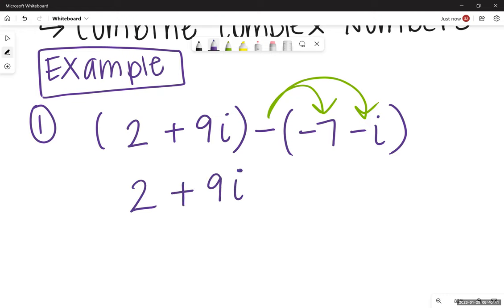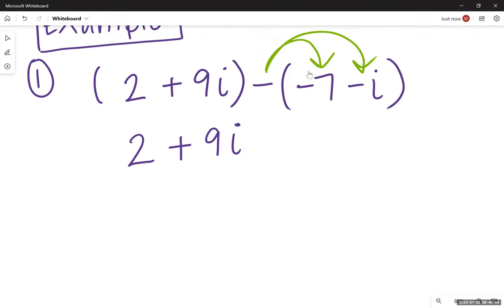Now I'm at the part of distribution. If I do negative 1, remember, y'all, there's that invisible negative 1. If I do negative 1 times negative 7, 1 times 7 is 7. Those signs are the same, so it ends up being a positive 7. Distributing that negative just changes your signs. Whatever's in your parentheses, you'll notice the signs go completely opposite, right? Now do the distribution of that negative 1 to the negative i. It's 1 times i is i. Signs are the same, so it's positive.